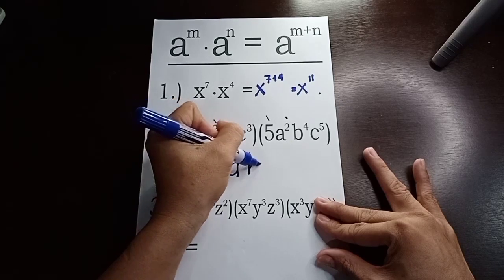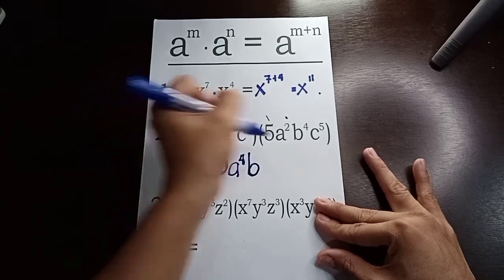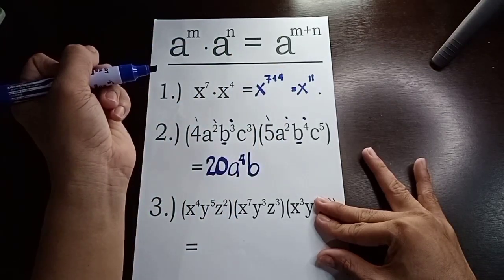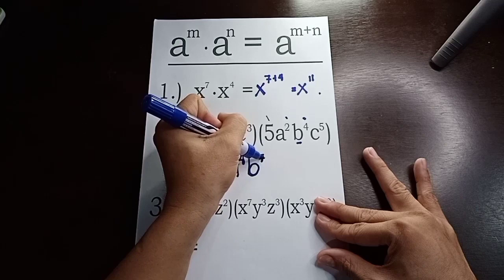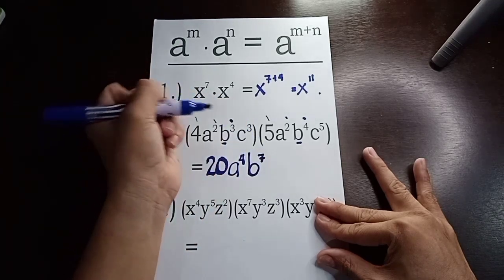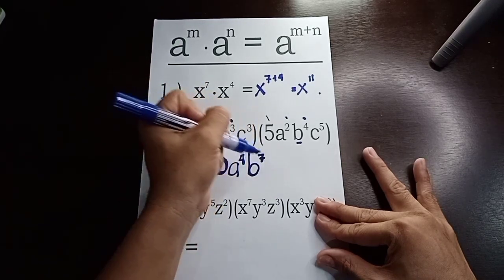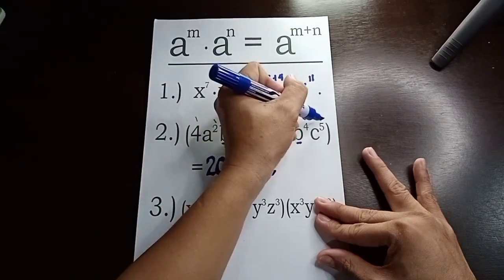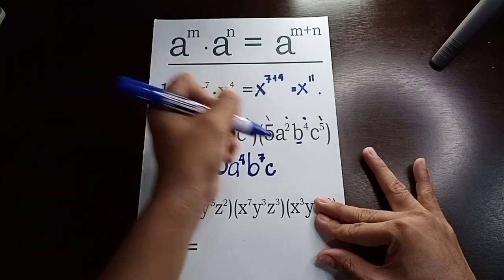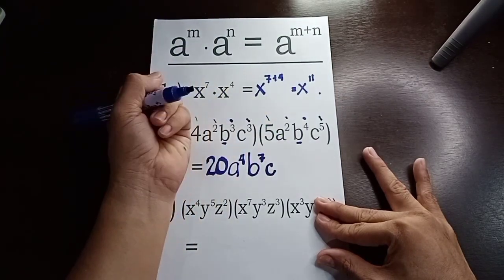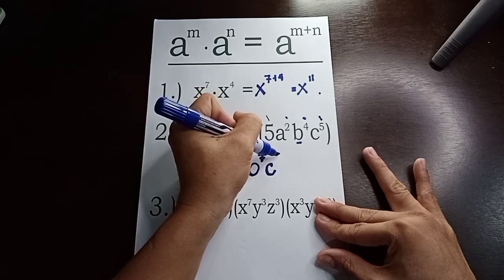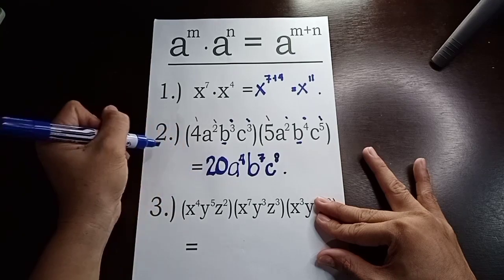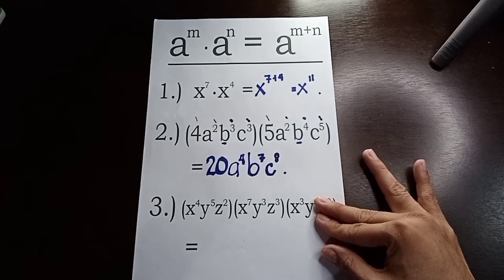Then, B and B, exponents 3 and 4. So, the sum is 7. And the last variable, or our base C, add the exponents 3 and 5. So, 3 and 5 equals 8. So, this is the answer of our example number 2.